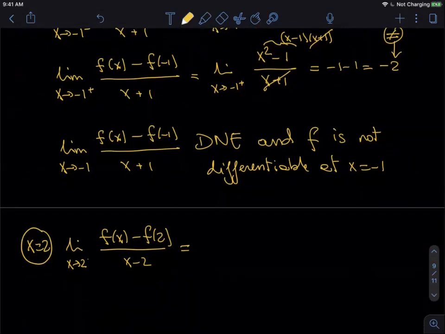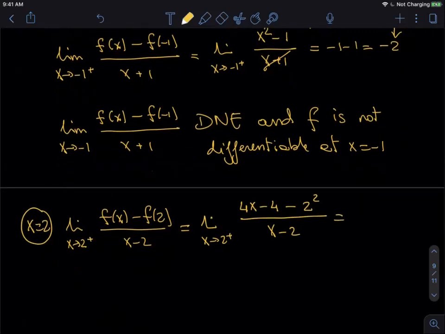Let's find first the limit from the right. So this is the limit as x tends to 2 from the right, f of x, which is 4x minus 4 in this case, minus 2 squared, which is the value we need to use for f of 2, then divided by x minus 2. So this is, here we have 4x minus 8, right? There's a cancellation and the result is 4.